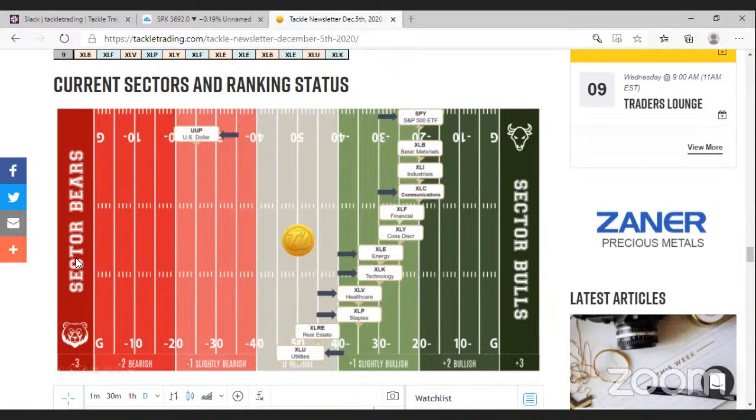So we can let you know how we're seeing the different sectors. Are we liking it more this week than we did last week? Are we liking it less than last week? We put it on a football field, as you can kind of see here.